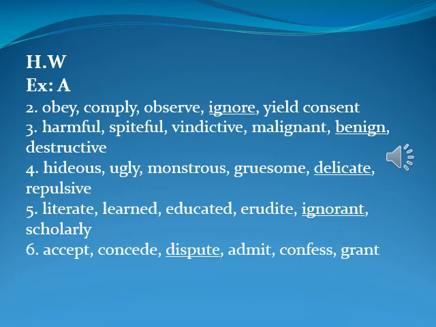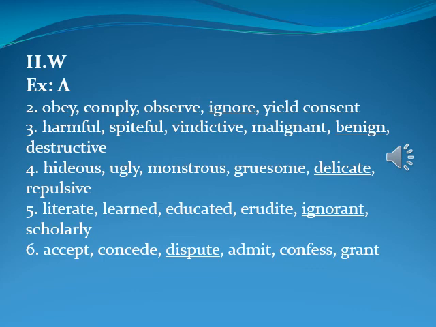Number 3, harmful, spiteful, vindictive, malignant, benign and destructive. So among these, benign is the odd one. It's underlined. You will do it in your copy. Number 4, hideous, ugly, monstrous, gruesome, delicate and repulsive. These are the words. So among these, delicate is different and it is the odd one. So that's underlined.